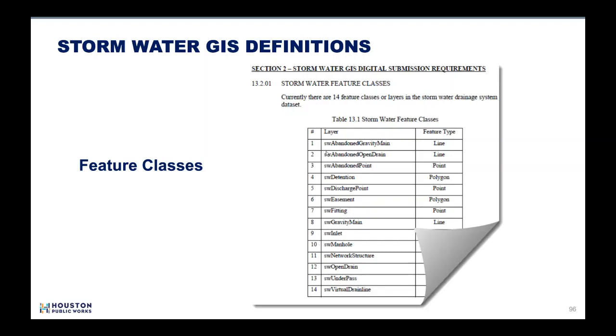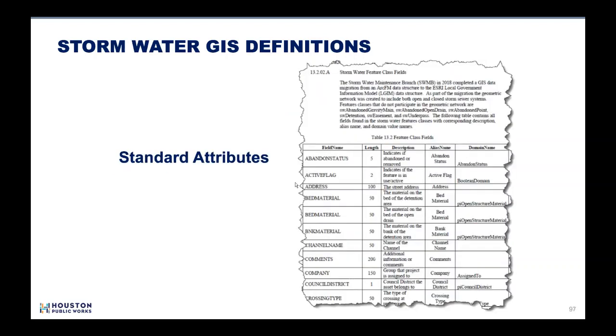So in this section, you would find a list of each data layer, the names. You would see a definition of the type. So for example, there would be a particular data layer for gravity mains, and the feature type defined for that would be a line. Easement would be defined as a polygon. Discharge points would be defined as a point. So there you would find all of the various layers and their definition types.